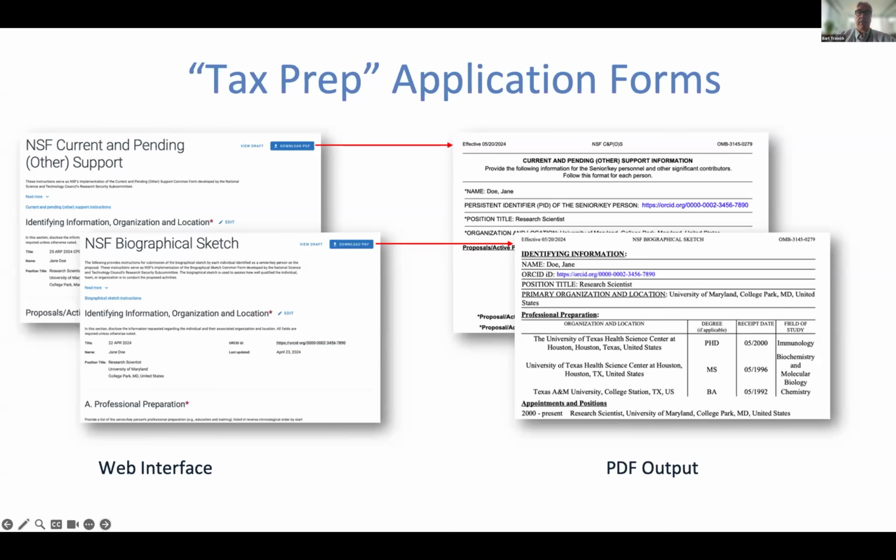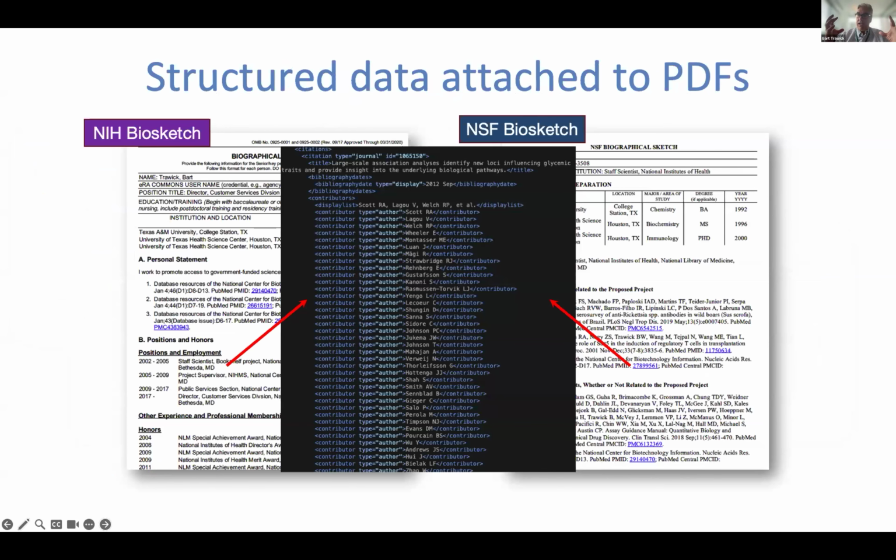Now, behind the scenes, what makes this all happen is that we have structured data. So when we first set up SciENcv many years ago, all the federal agencies had similar biosketches, but they were kind of different, but generally asking for the same kind of information. So we originally created SciENcv with a structured data format in the background that could output the information into whatever form you were using for whichever agency you were applying to.